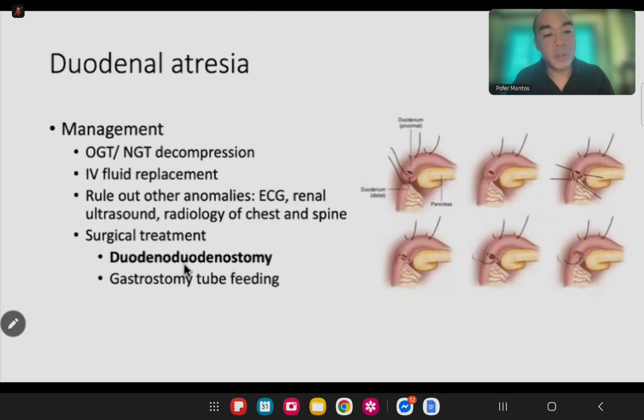So duodenostomy and insertion of gastric tube feeding.